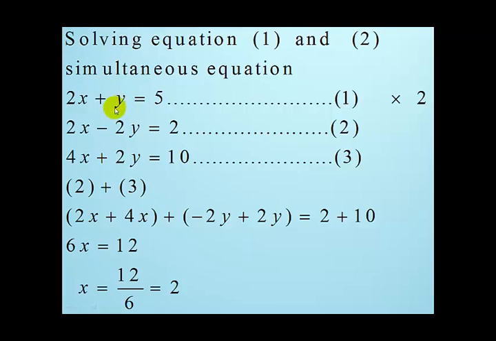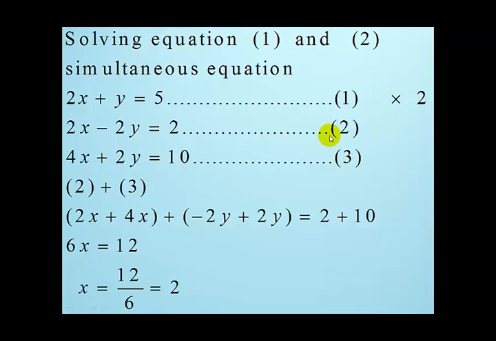The coefficient of y in equation 1 is 1, but the coefficient of y in equation 2 is 2, that is minus 2. So before we can add the two equations together, we have to multiply equation 1 by 2. In multiplying equation 1 by 2, we have 2 times 2x, and that gives us 4x. We have 2 times y, and that gives us 2y. And we have 2 times 5, and that gives us 10. Now let this be equation 3. It is no more equal to equation 1 again because we have multiplied the whole of equation 1 by 2.